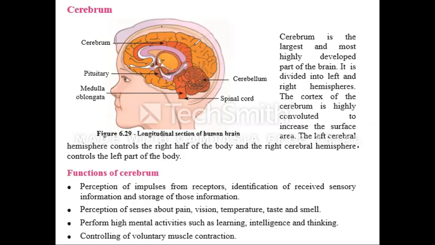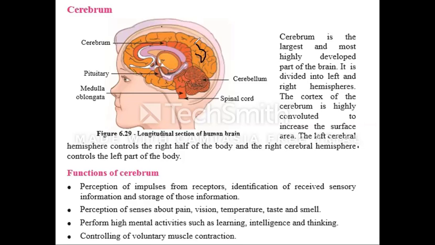Okay, now we will be discussing each part of the brain, and first let's talk about the cerebrum. So cerebrum is the largest and the most highly developed part of the brain, right? As you all know, in the previous diagram you would have seen that it is divided into two parts, the left hemisphere and the right hemisphere. And as you can see in this diagram, the cortex of the cerebrum is highly convoluted. So what could be the reason? Obviously, to increase the surface area so that a large number of neurons can be occupied, right?